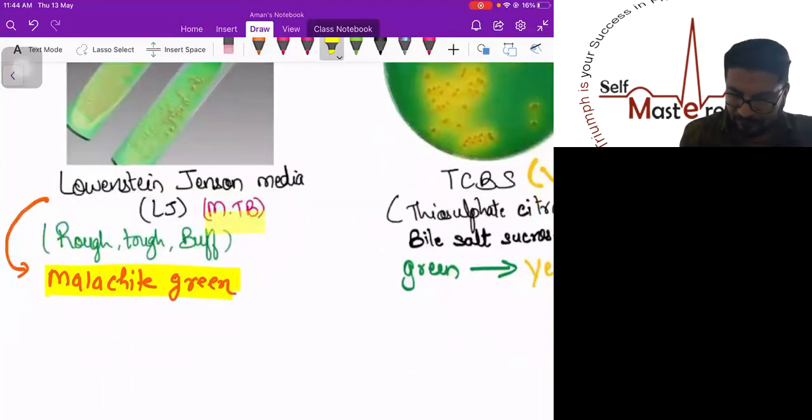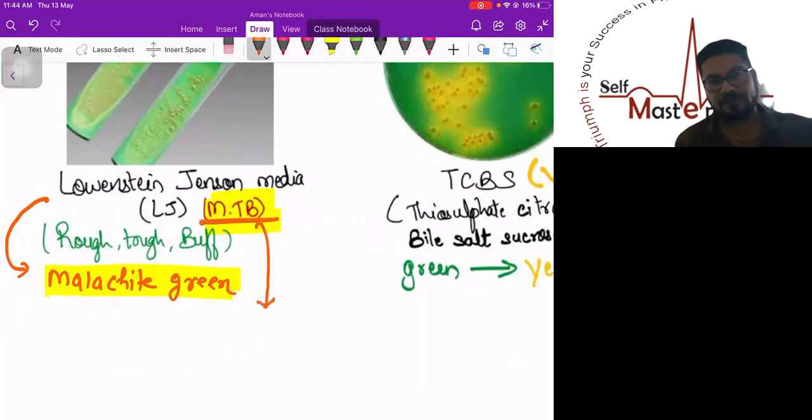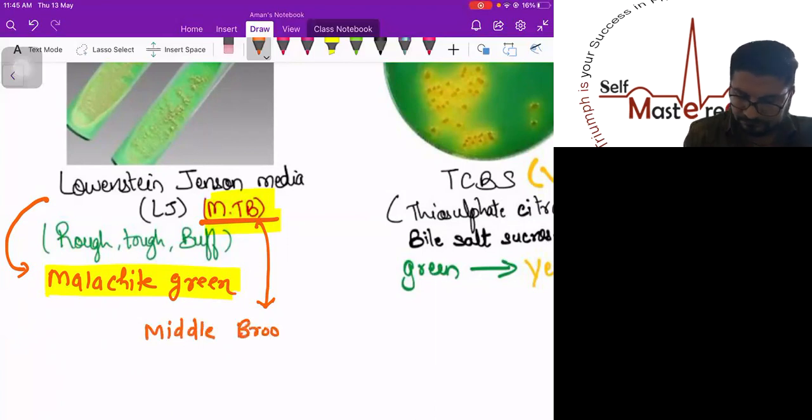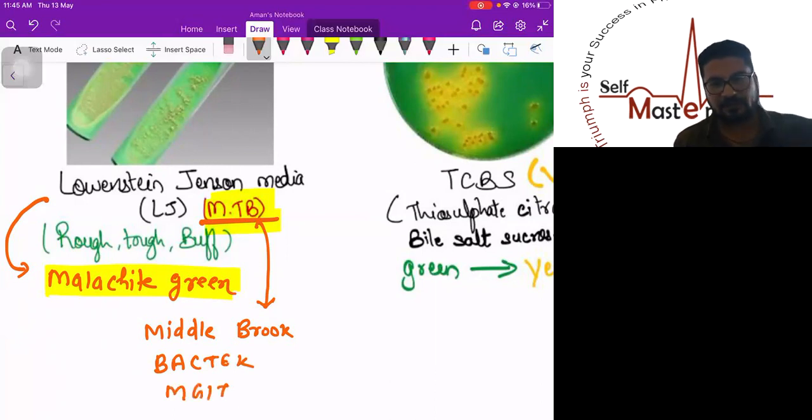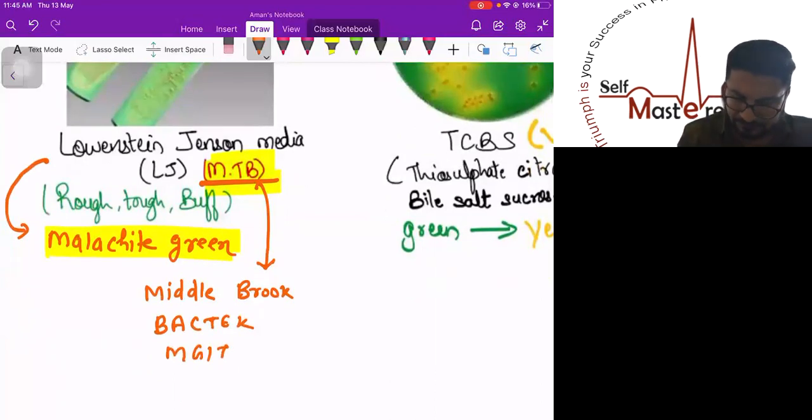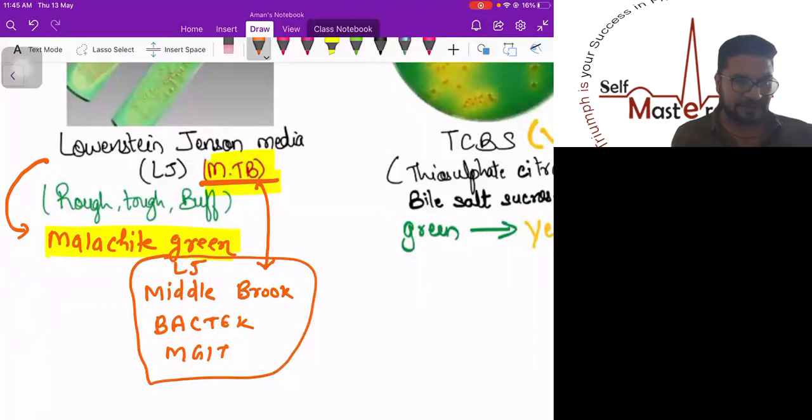Lastly, for TB, what other culture media do we have? This Lowenstein-Jensen media is a time-taking media. It takes around 2 to 4 weeks for TB bacteria to grow on it. Then we have other media: Middlebrook media, Bactec, and MGIT. MGIT is Mycobacterium growth indicator tube. And the fourth one is Lowenstein-Jensen media. These are four culture media that you should remember for TB.